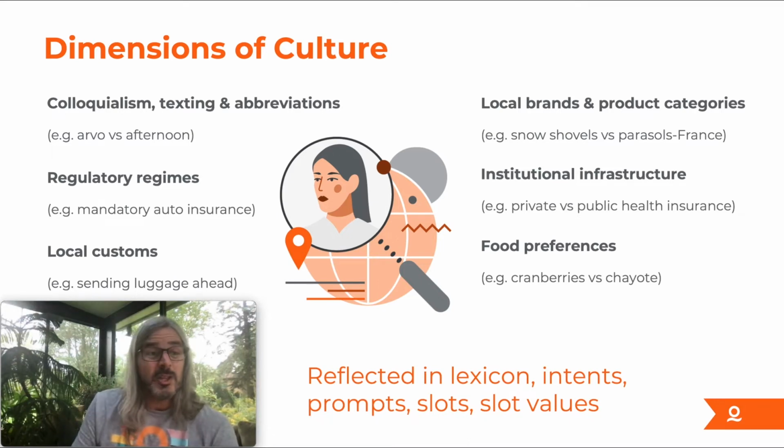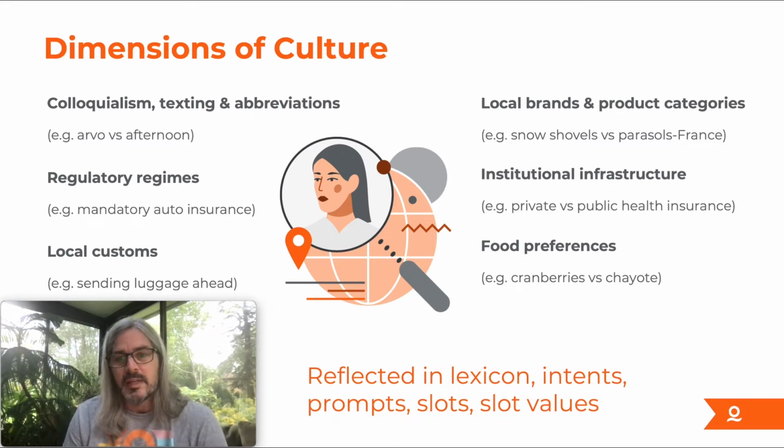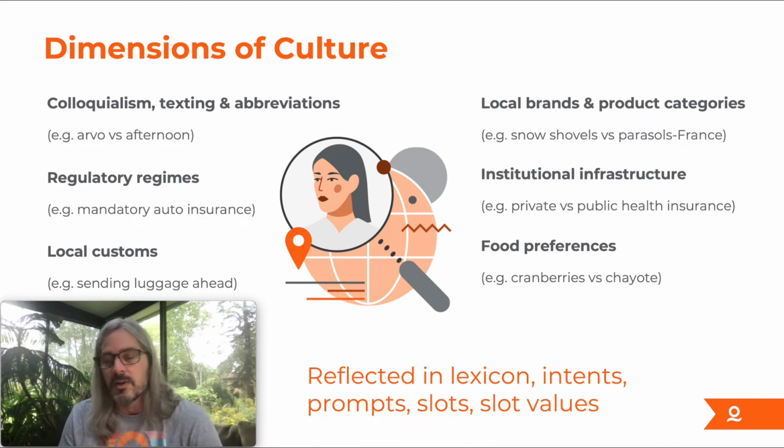There can be things like local customs. What are the commonplace things that people do? For example, in Japan, it's not uncommon to send your luggage ahead of you. That's not something that is common in American culture, but if I'm Japanese, I might choose to ask a hotel or a travel service for it.